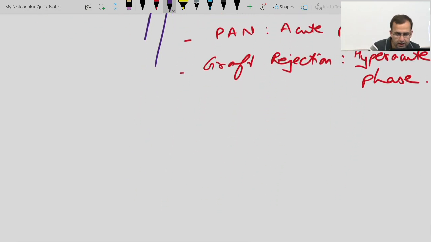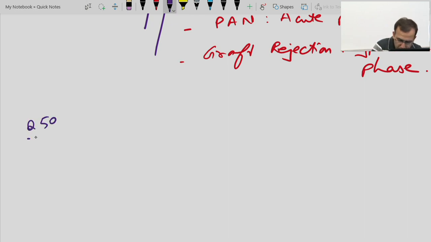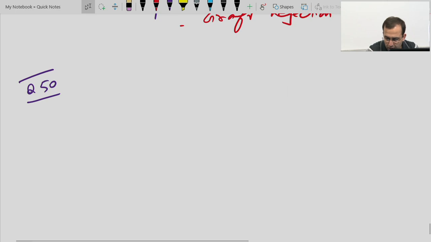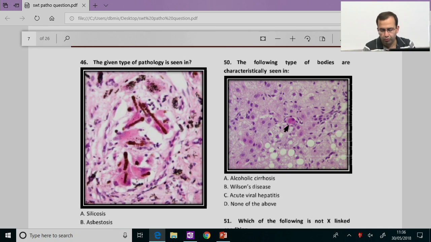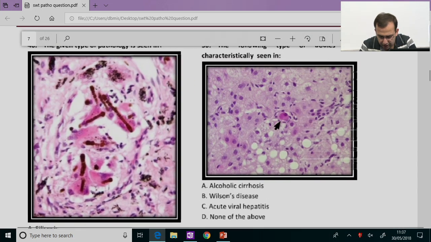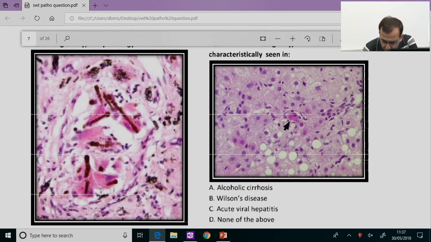Next, this gets us to the next question, that is question number 50. What we have here is the presence of hepatocytes. Even without looking at the options, I can make out that it is showing you hepatocytes with a cell with an arrow. This cell is smaller in size as compared to the surrounding hepatocytes, making this an apoptotic hepatocyte.